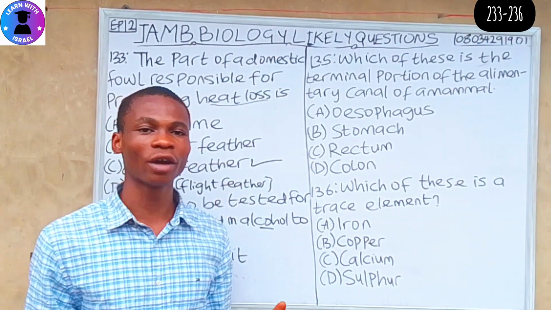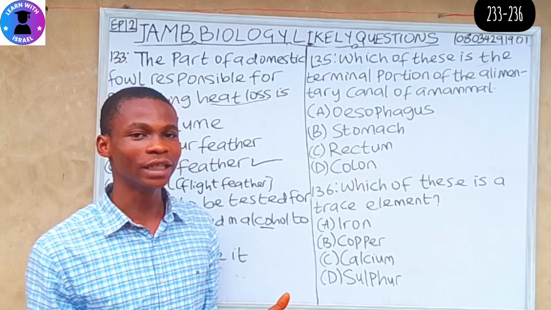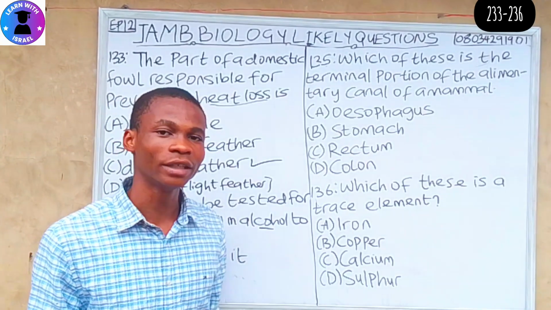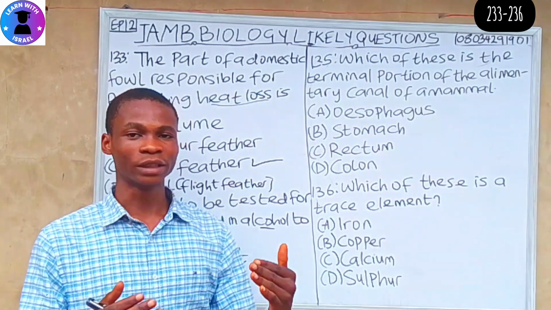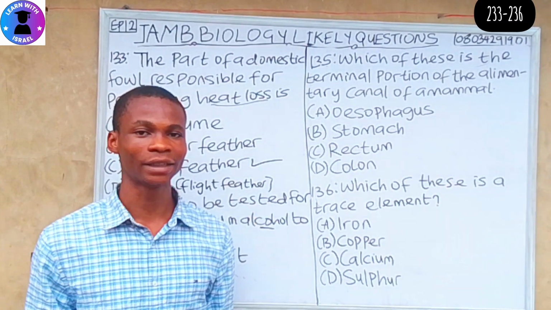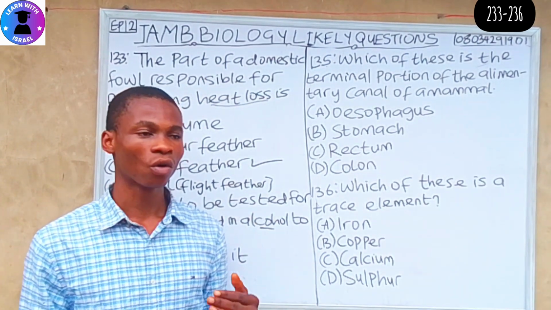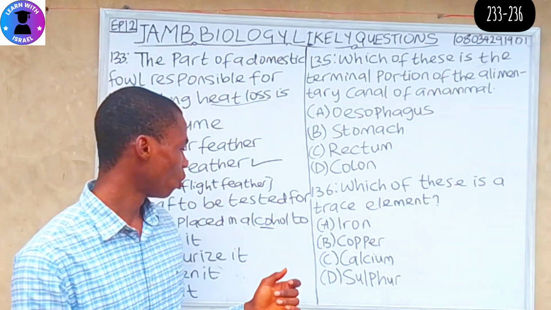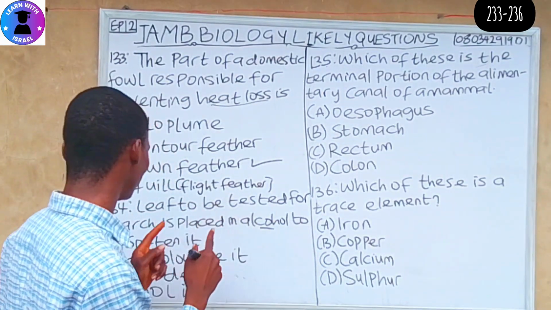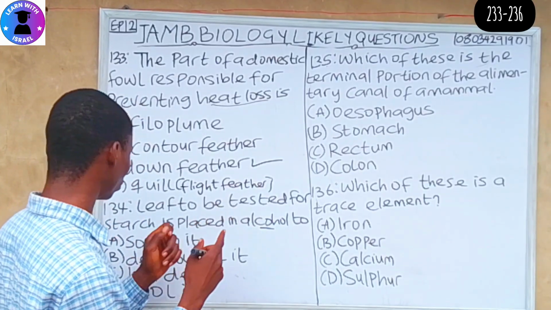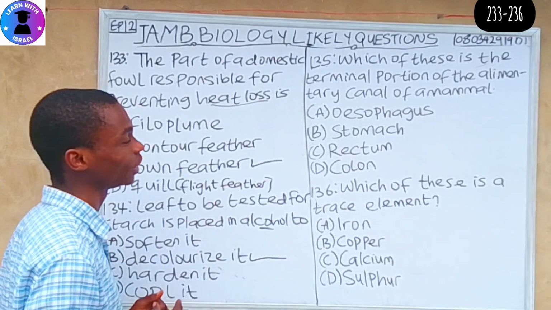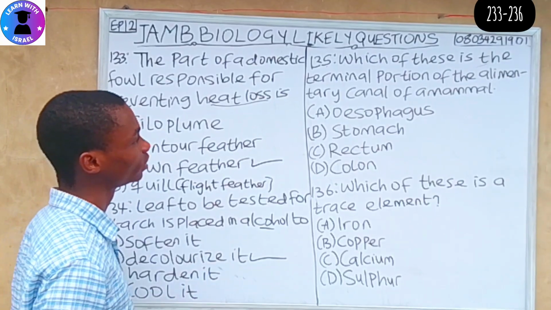And once the green color in the leaf is removed, the leaf is decolorized. By removing the green color in the leaf, the leaf is decolorized. So it has no color. So a leaf to be tested for starch is placed in alcohol to decolorize it. Decolorize it is the correct answer. I want you guys to note this.